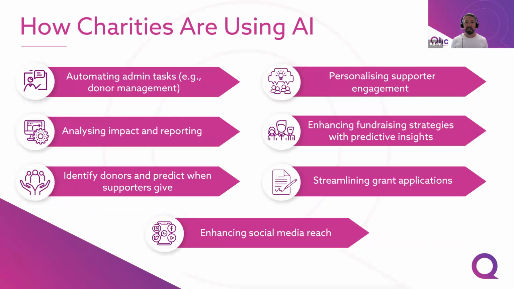So how are charities using AI today? Here's some of just what's possible in the sector. AI is helping charities analyze impact and report outcomes, boosting fundraising campaigns with predictive insights, enhancing supporter engagement through personalization, improving social media reach and content generation, streamlining grant applications and research, and identifying donor patterns to support strategic decisions. These aren't future ideas. Small and large charities are already seeing results today. Think about your biggest admin headache or your slowest process. Could AI help?